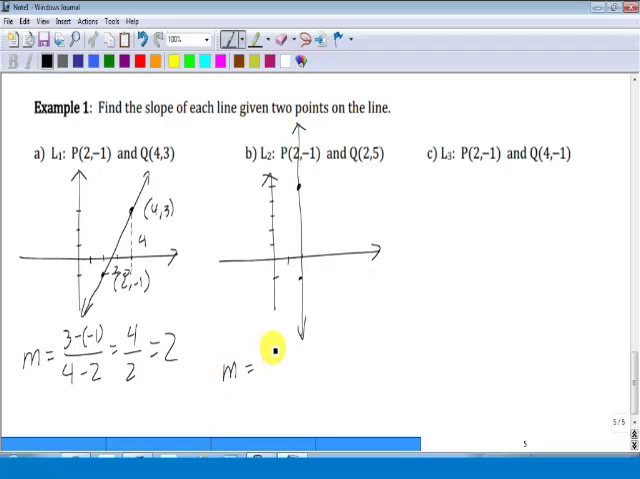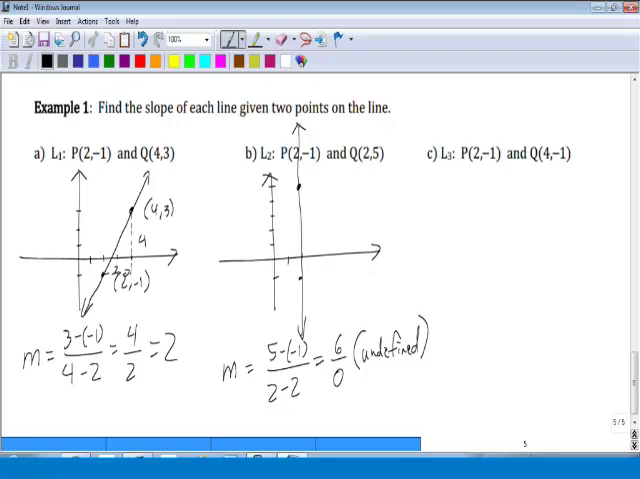m equals 5 minus negative 1. That's how far up we go moving from point to point. But 2 minus 2: we do not go to the right or left at all. And this is undefined. It's not good enough to leave your final answer 6 over 0. I really can't promise you much, if any, partial credit at all for writing it 6 over 0. You need to tell me what that means.